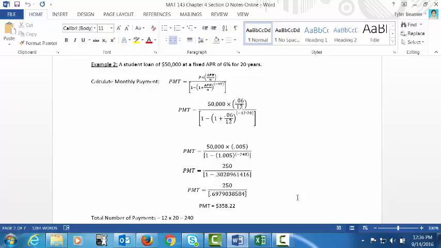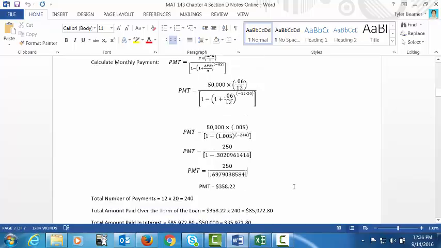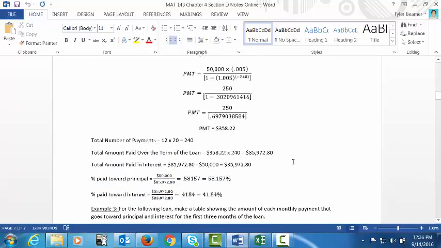Okay, and then of course the problem will probably ask you how much you paid over the term of the loan. Well, that's your monthly payments times how many monthly payments you paid. So in this case, this person would have ended up paying $85,972.80. How much is that in terms of interest? That's this number, the total amount that you paid, minus the principal, how much you borrowed. Everything else is interest that you paid.